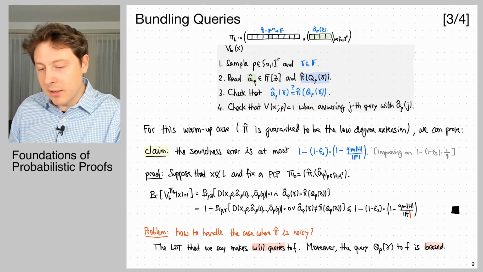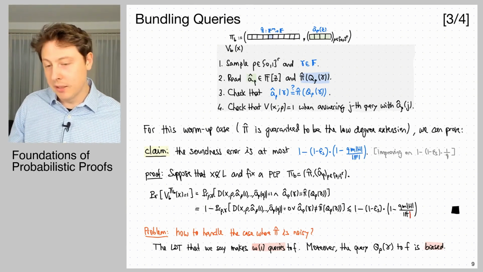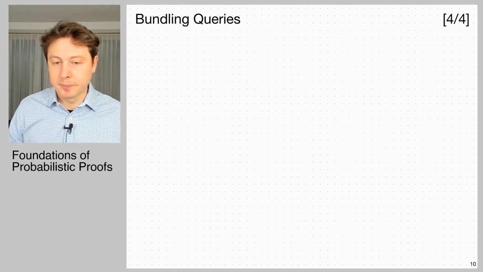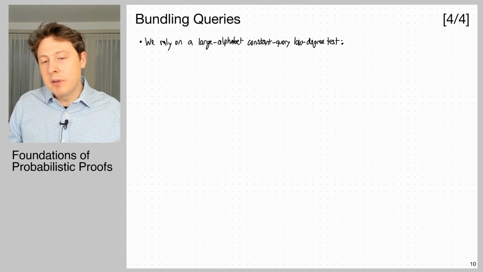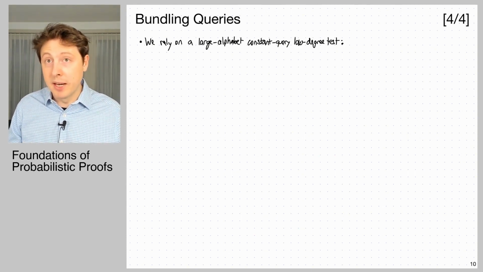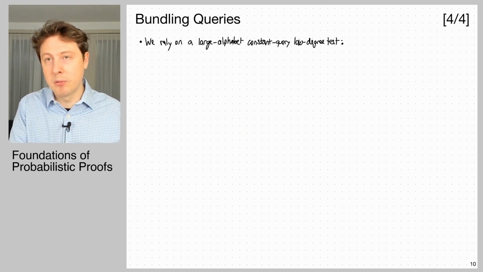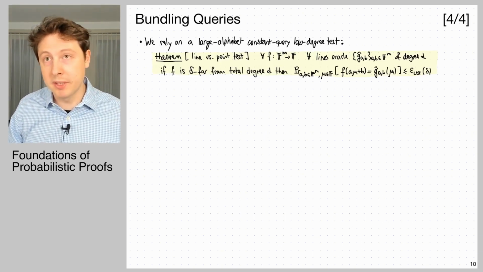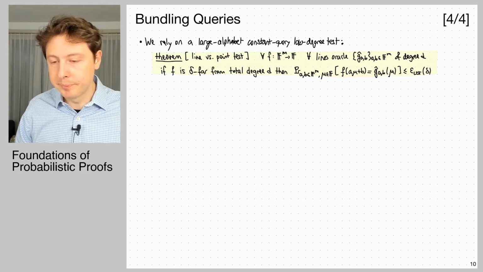But okay, we're going to unstick ourselves with one idea, and the other idea I can't fit into this lecture, so it will be a bit of a magic hat. The way we handle these is first, we're going to rely on a large alphabet constant query low-degree test. Such things exist. They're much harder to analyze than the ones we've seen. Here is an example of a statement. This is called the line versus point test. And actually, it's not just a low-degree test, it's a proximity proof.